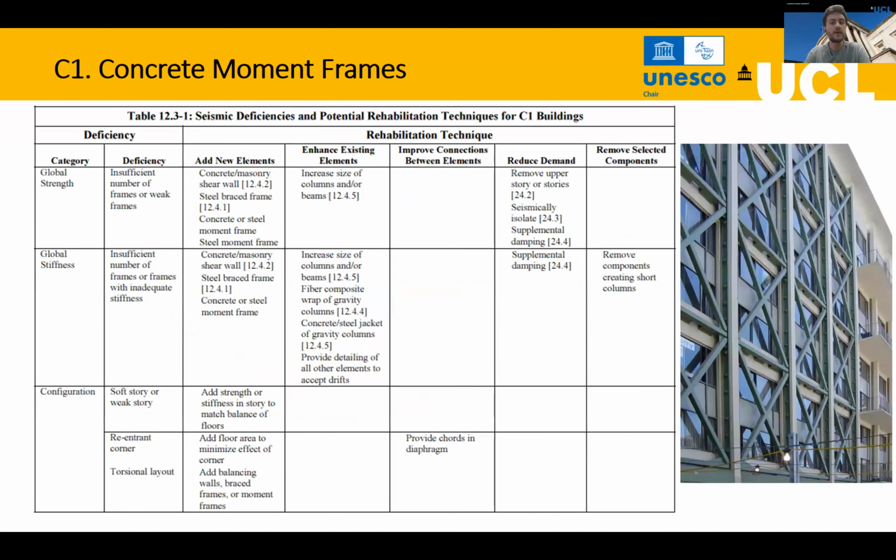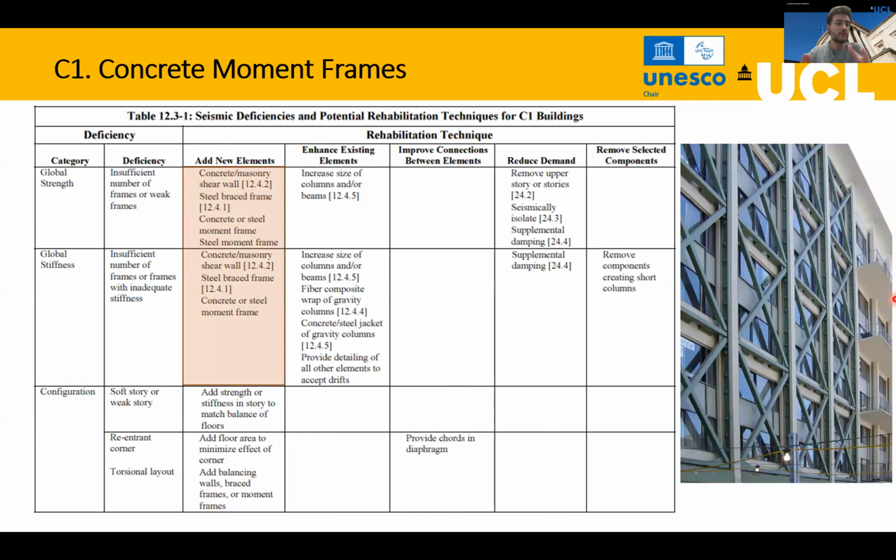So in this case, we can see this type of table in the FEMA 647, in which you will have here the category. And for each one of the categories, a particular deficiency is specified. And for each one of the five rehabilitation techniques, a suggestion is included. In some cases, like in here, you will have no recommendation, because if the problem is a deficiency related to the global strength, improving connections between elements will not improve the general strength of your building.